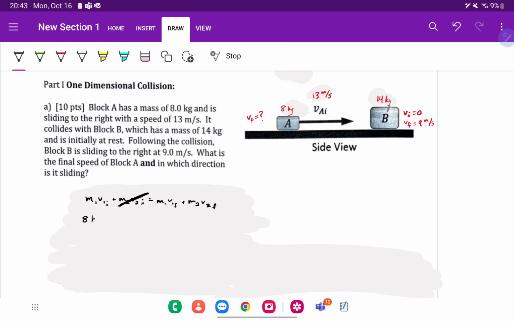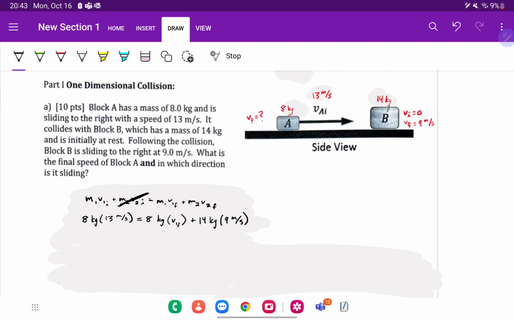So we have 8 kilograms times V1 initial, which is 13 meters per second, equals 8 kilograms times some final velocity we don't know yet. That's what we're calculating. And then 14 kilograms times 9 meters per second.